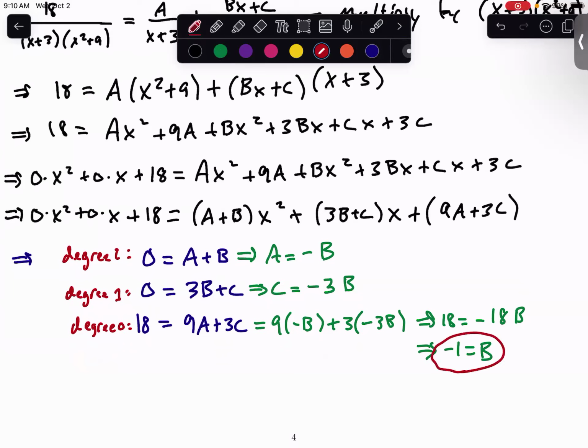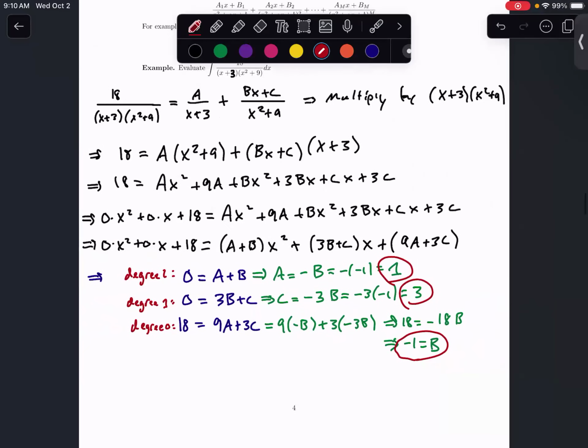So this tells us b is equal to -1. If b is equal to -1, this is going to imply that c is going to be equal to 3. So this is -3 times -1, which is equal to 3. And then if b is equal to -1, it tells us that a has to be equal to 1. So this is really -(-1), which is equal to 1. And so now we know what a, b, and c are going to end up being equal to.